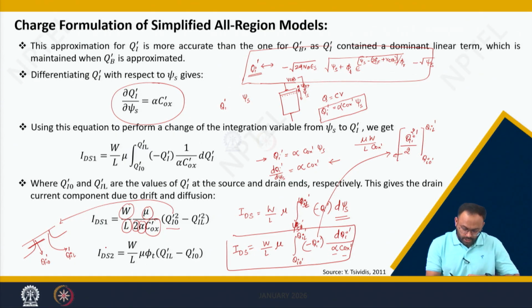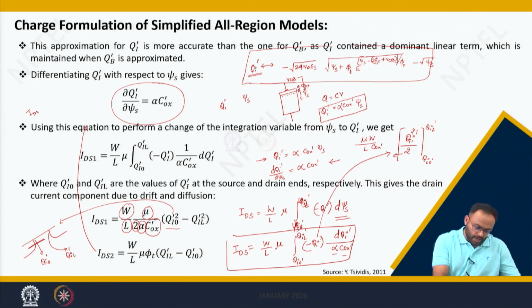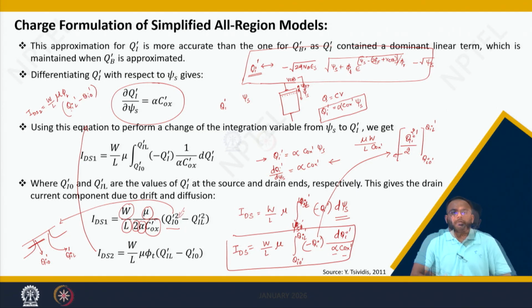Similarly, if you rewrite the equation of IDS2, it can be written as W divided by L mu into phi t into Qi L dash minus Qi 0 dash, right? If we see carefully the currents IDS1 and IDS2, they are functions of Qi0 dash and QiL dash only. There is no function of surface potential coming into the picture. That is what is called the simplified formulation of the ACM model using inversion charge.